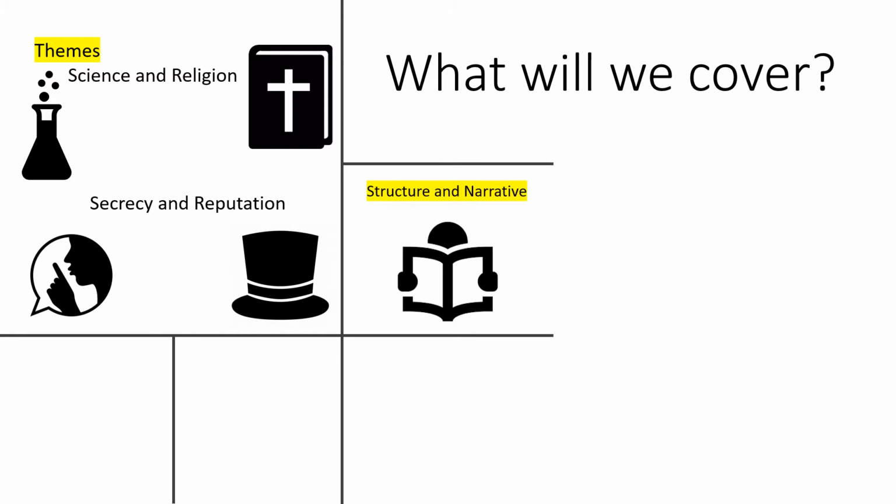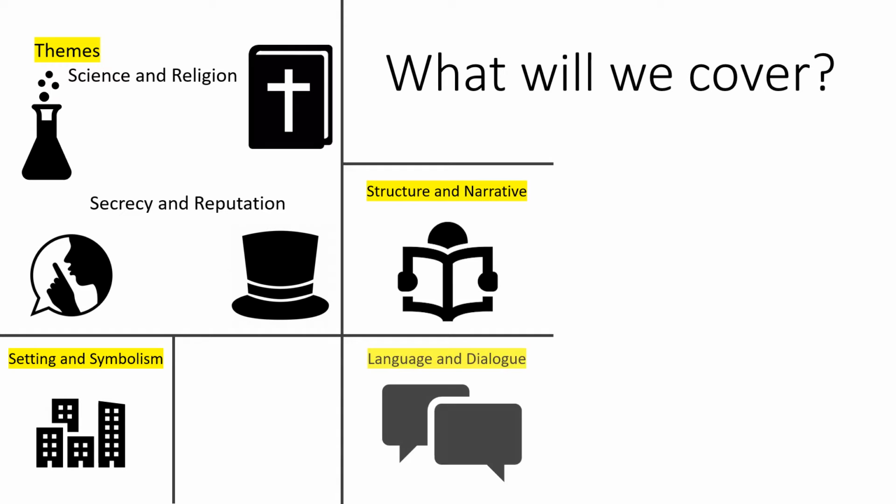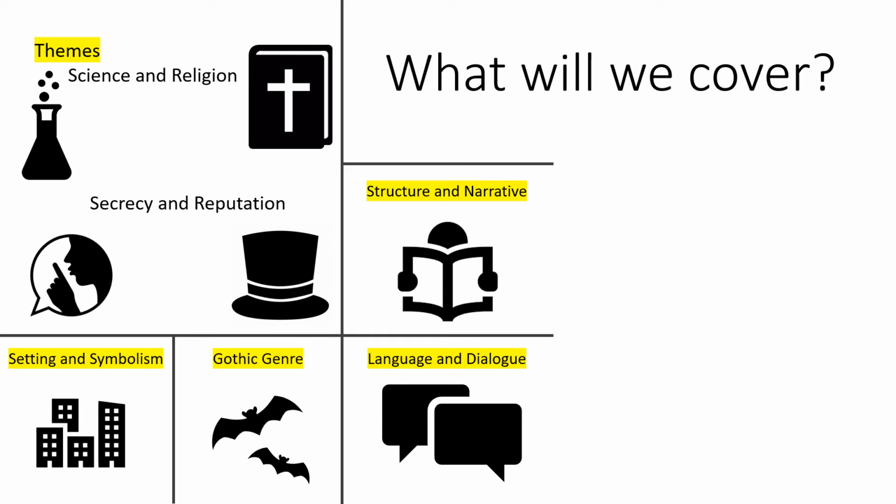In the coming weeks, we're going to have a look at structure and narrative, so how the story is actually told, how the events unfold. Setting and symbolism, again, some of that we've done already in lessons, but it doesn't hurt to go over it again. Language and dialogue, and finally the Gothic genre. If you can think about this book as part of a developing popular genre of Gothic literature, that will help you to establish some of these things as being linked to other books that were being published at the time.